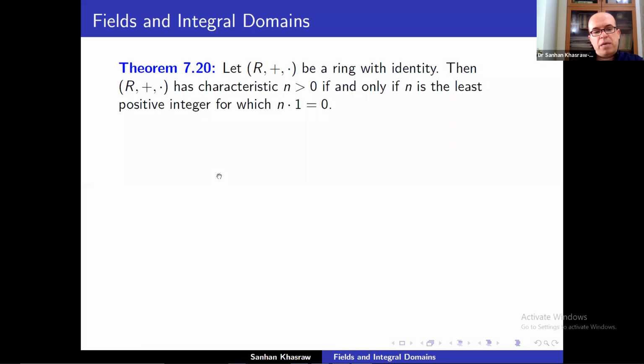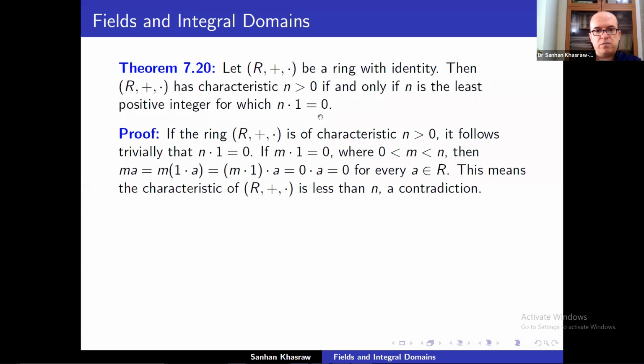Sometimes we find difficulty finding the positive integer to multiply to every single element of R to get 0. So there is a special case. If our ring has an identity, then we look at the smallest positive integer n to multiply to the identity to get 0. In this case, we only need to check the smallest positive integer n to multiply to 1 to get 0. So this n is going to be the characteristic of R.